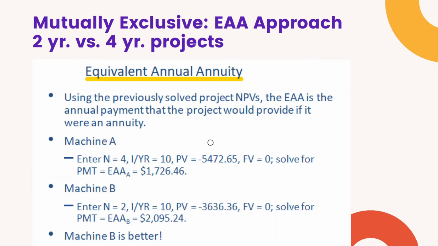Let's look at a final decision. Machine A has a net present value equal to $5.4 thousand. Machine B has a net present value equal to $3.6 thousand.